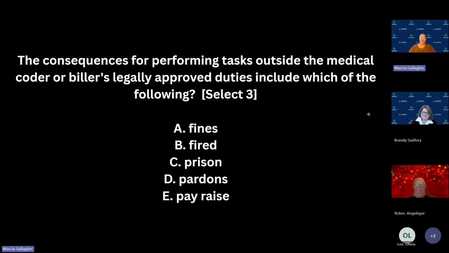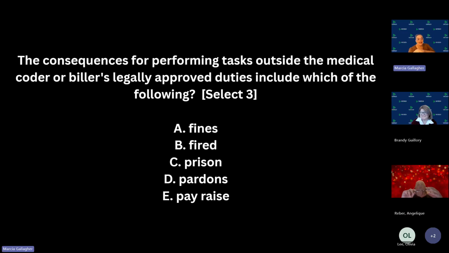All right. So we are not even going to go over anything. I'm throwing a question here. Let's reason this one out. The consequences for performing tasks outside the medical coder or biller's legally approved duties include which of the following? We're talking about consequences. What consequences could you have if you injured a patient without proper training? Could you get fined, fired, prison, pardoned, or a pay raise?